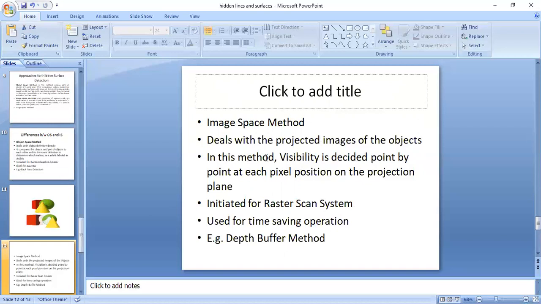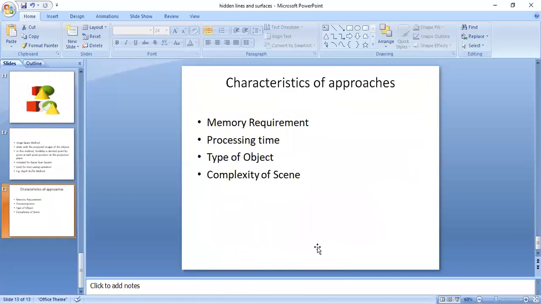Mostly we use image space method. This is more famous than object space method. It is used for time saving operation. So while the object space method algorithm provides accuracy, image space methods are used for faster operations. And one example for image space method is depth buffer method, also known as Z buffer method. Again, very important from the exam point of view.